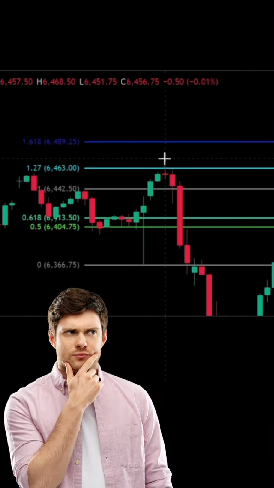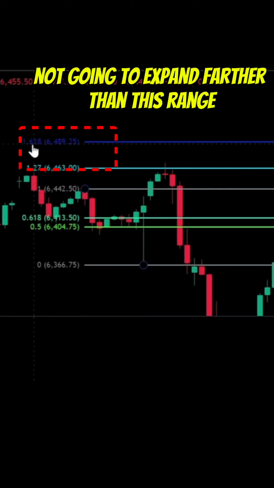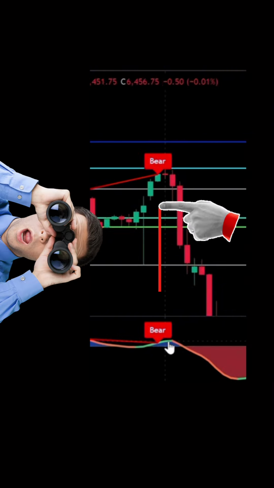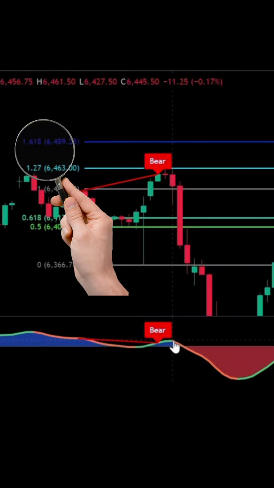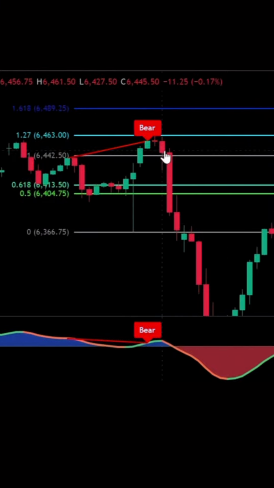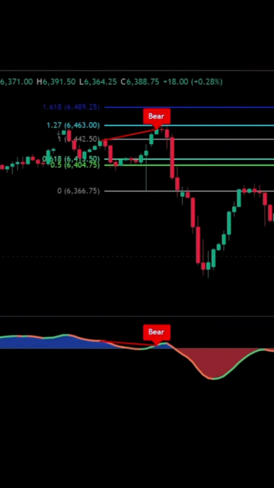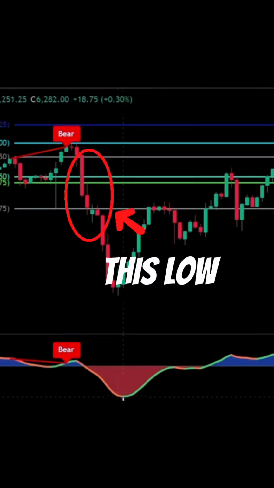And if we are expecting it to reach outside of a range, it normally is not going to expand farther than here. If we see price action closing strong or maybe long wicks above the 1.68, typically that might signal continuation to the upside. So if we are expecting bearishness, we can reasonably expect this zone to hold. It's not typically going to expand past the 1.27 and 1.618 levels. So that's already a confirmation from our recent range, from this high to this low.